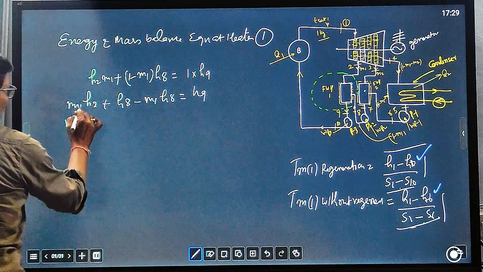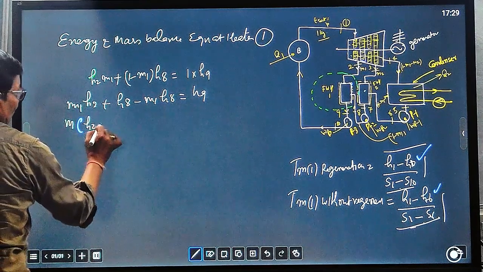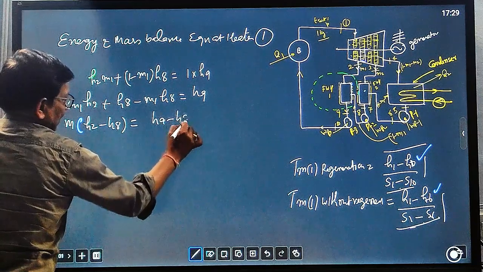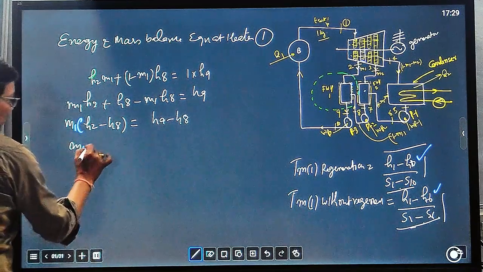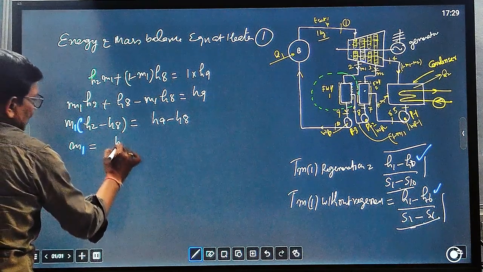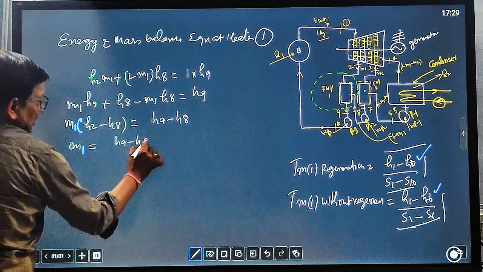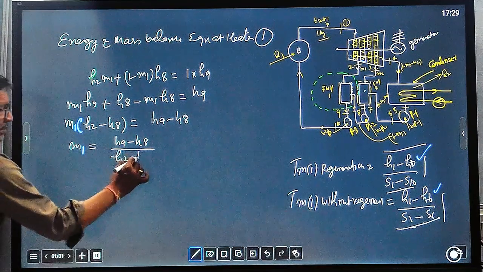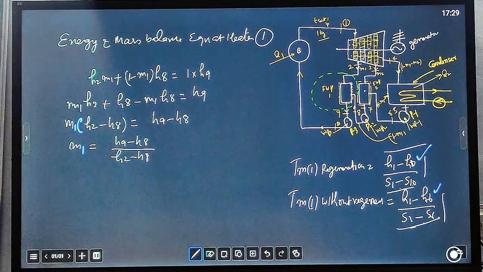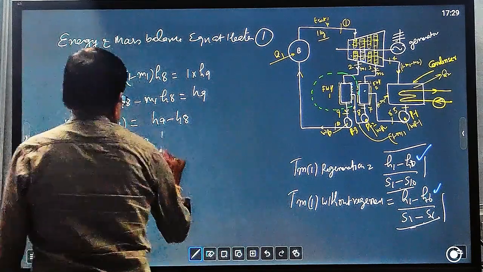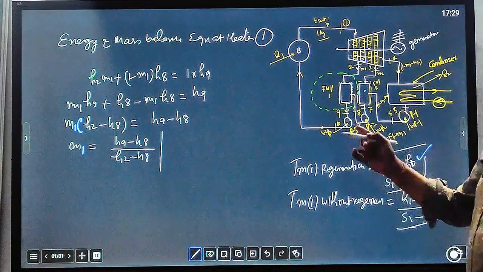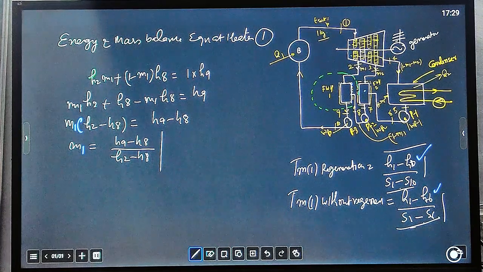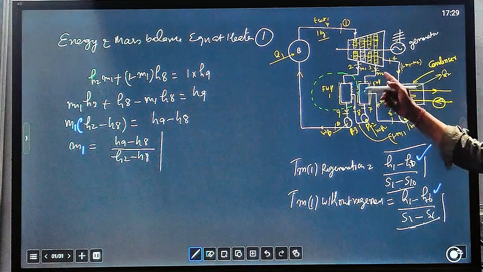So M1 into H2 minus H8 equals H9 minus H8. M1 equals H9 minus H8 upon H2 minus H8. So this is how we find M1. You can find M1 from this relation. Same thing applies: once you get M1, now you can find out M2.